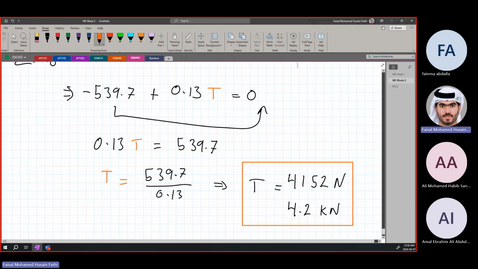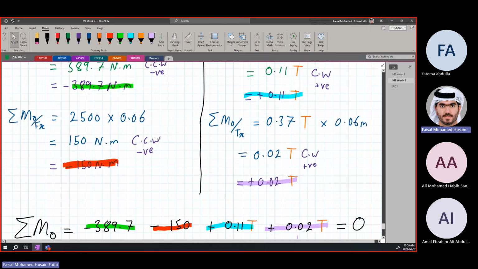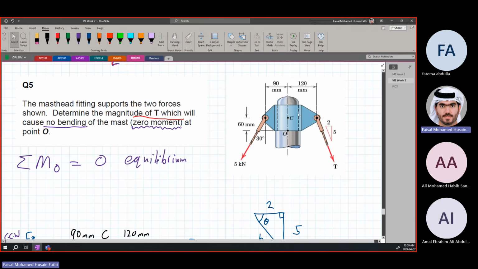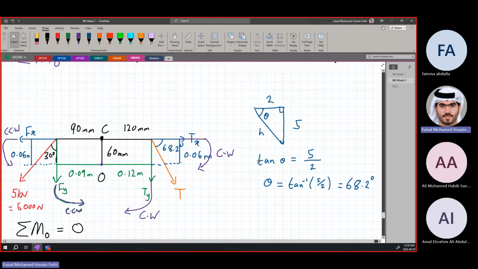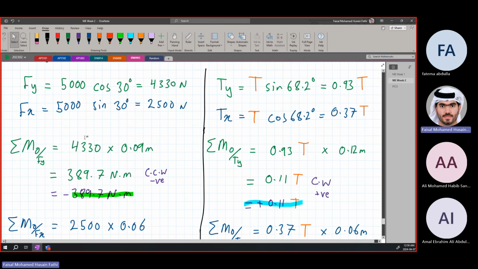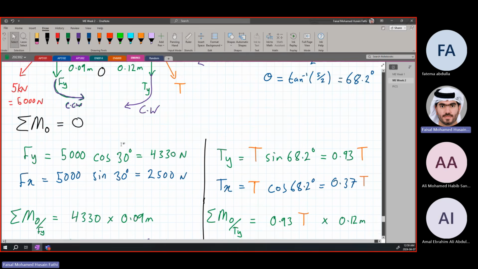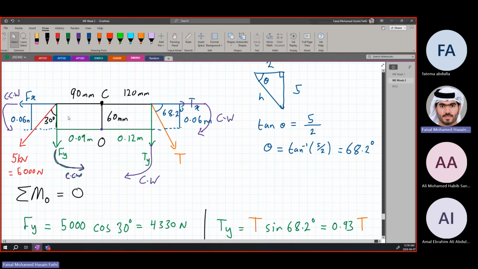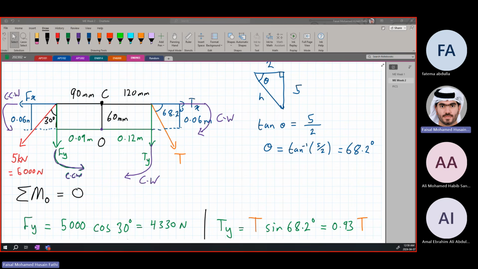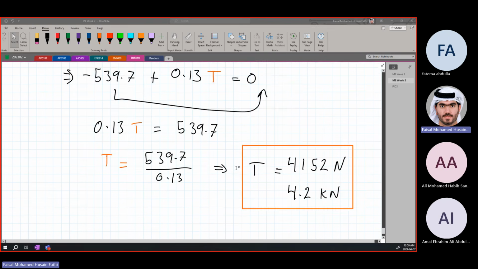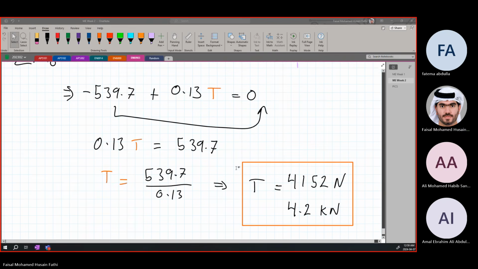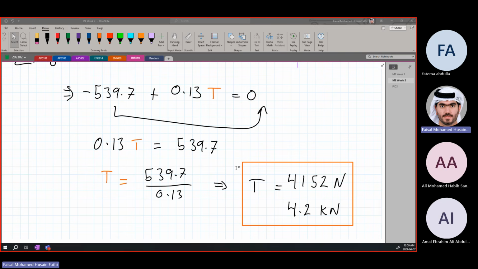So this is the value for T that we need so that there is no bending in this mast head fitting. Okay, so that no bending happens, so the bending cancels out completely, which is the whole point of the question. As you can see, the question is not hard, it's just long, there's a lot of math, a lot of calculations, a lot of understanding the distances, where the perpendicular distances are. But in the end it is very straightforward, the concept is very easy. You just have to know how to apply it step by step so you don't get confused. And yeah, that's pretty much it.